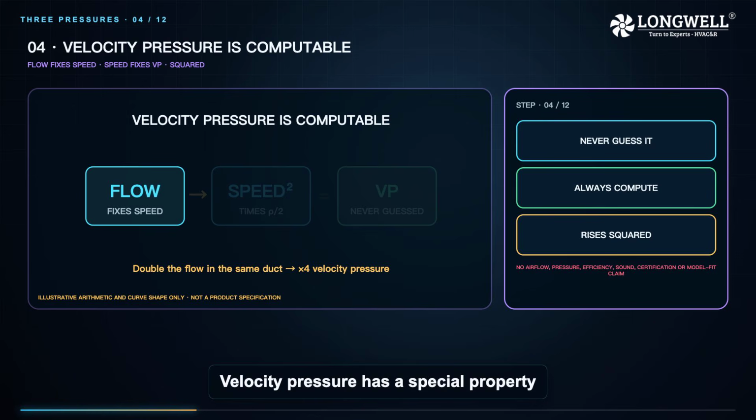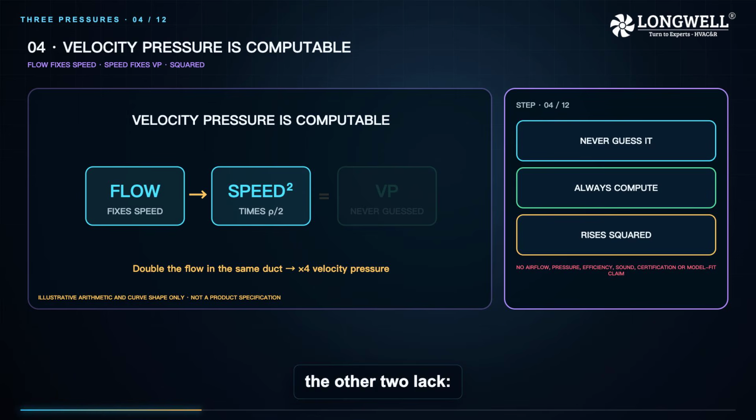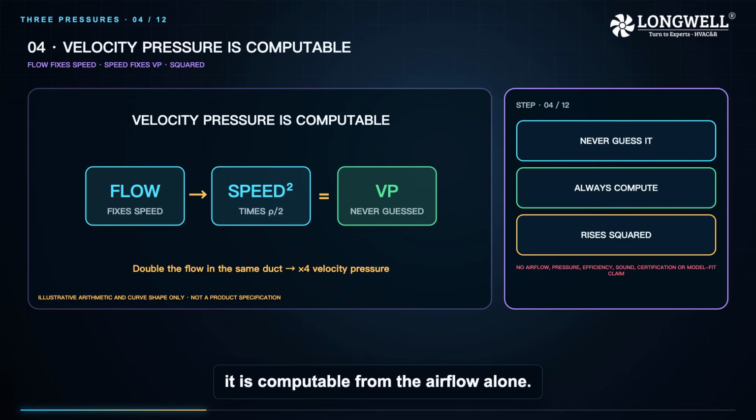Velocity pressure has a special property the other two lack: it is computable from the airflow alone. For a given duct size, flow fixes velocity, and velocity fixes velocity pressure, rising with the square of the speed. Double the flow through the same duct and the velocity pressure quadruples. You never have to guess it. You can always calculate it.